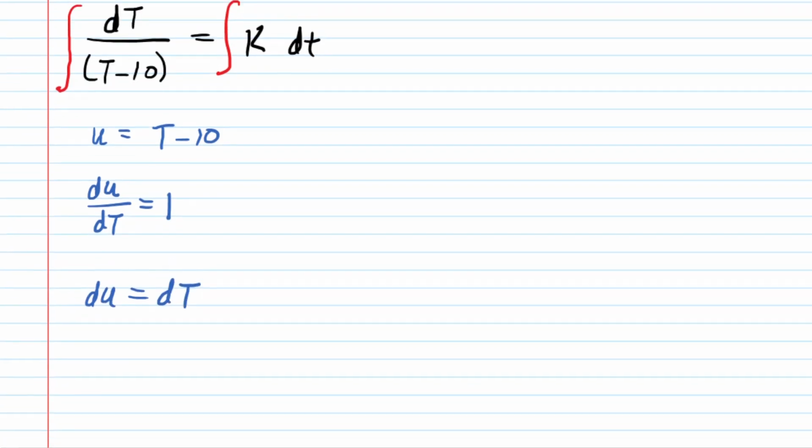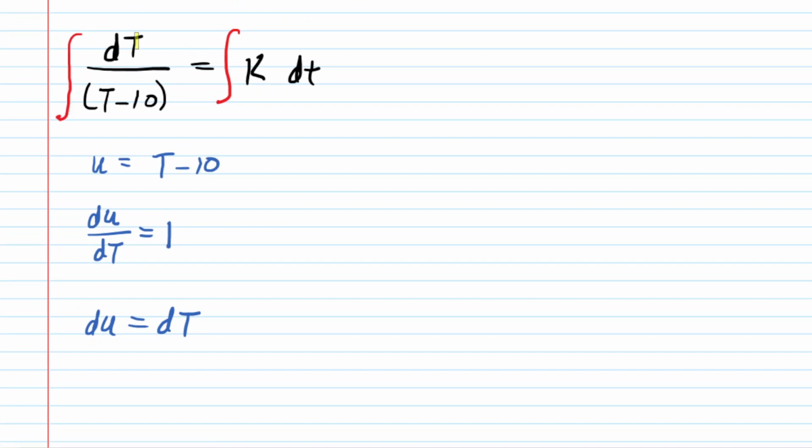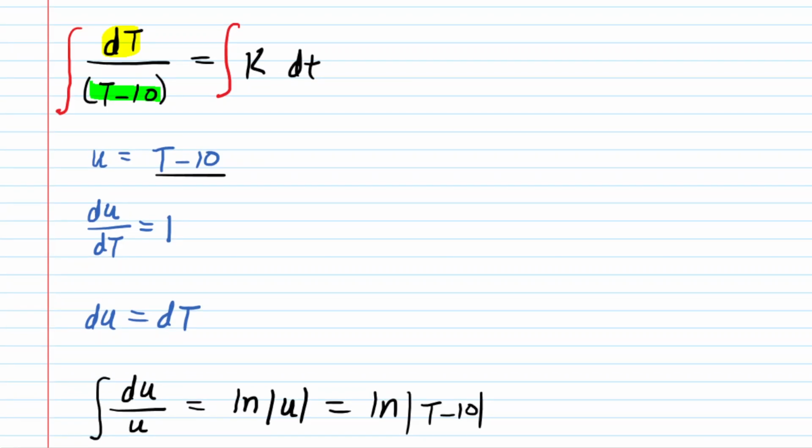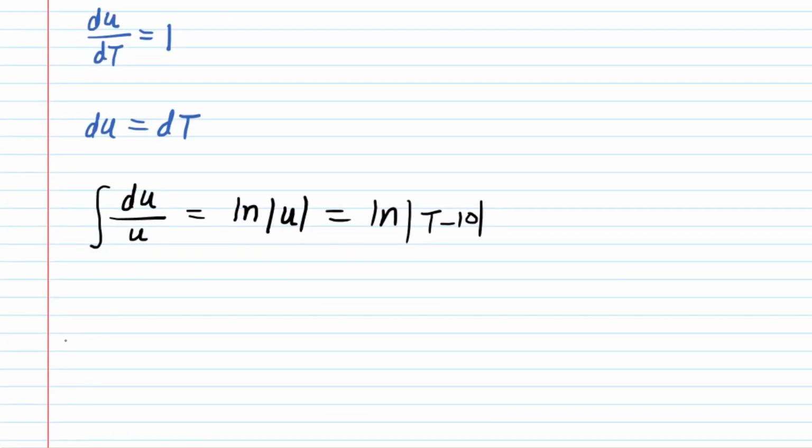Now you go back and make a couple of substitutions here. This dT, as we just showed, is equal to du. And then the denominator T minus 10, well, that was equal to the u. So you have the integral of du over u. From calculus, we know that this is equal to the natural log of the absolute value of u. And if we replace the u back with the T minus 10, we have the natural log of the absolute value of T minus 10. So that was an overview of how to integrate the left-hand side.